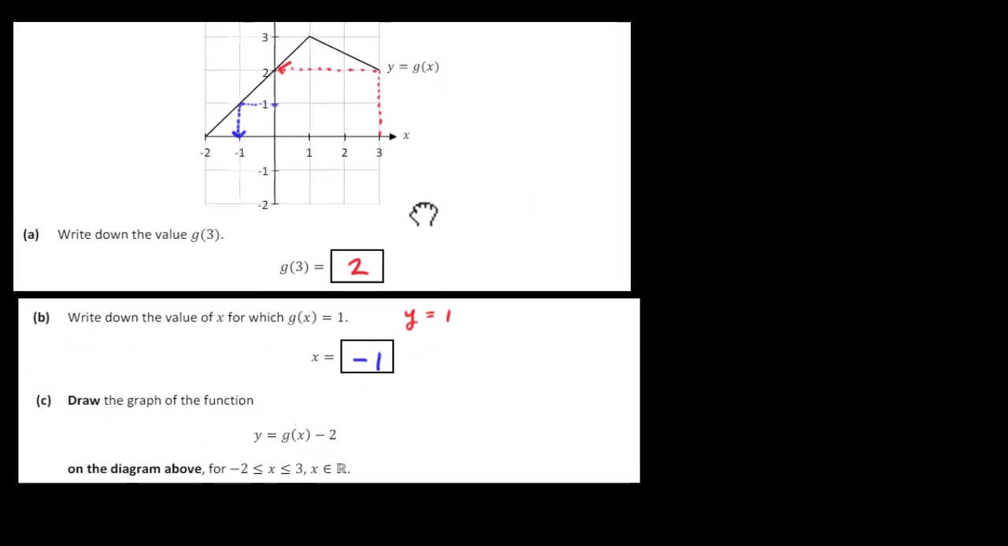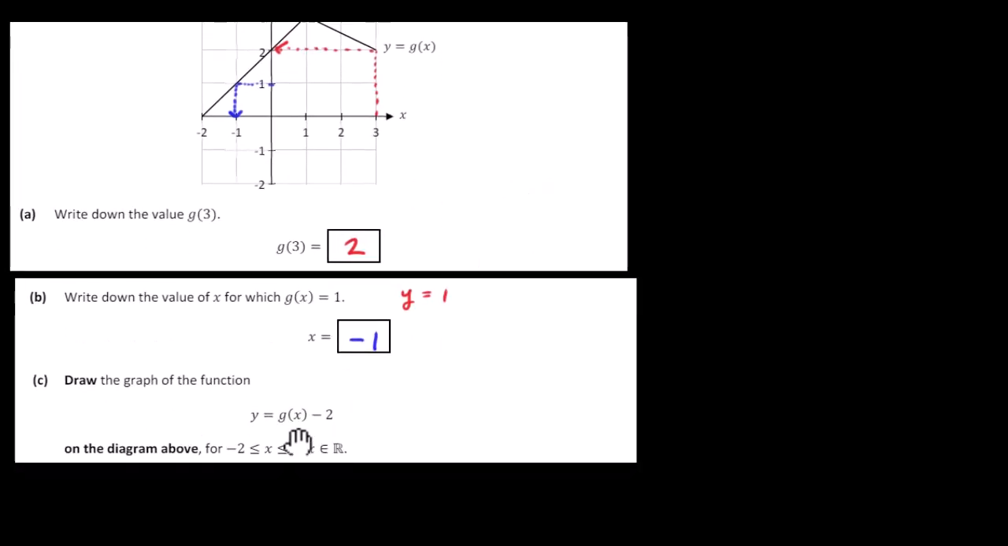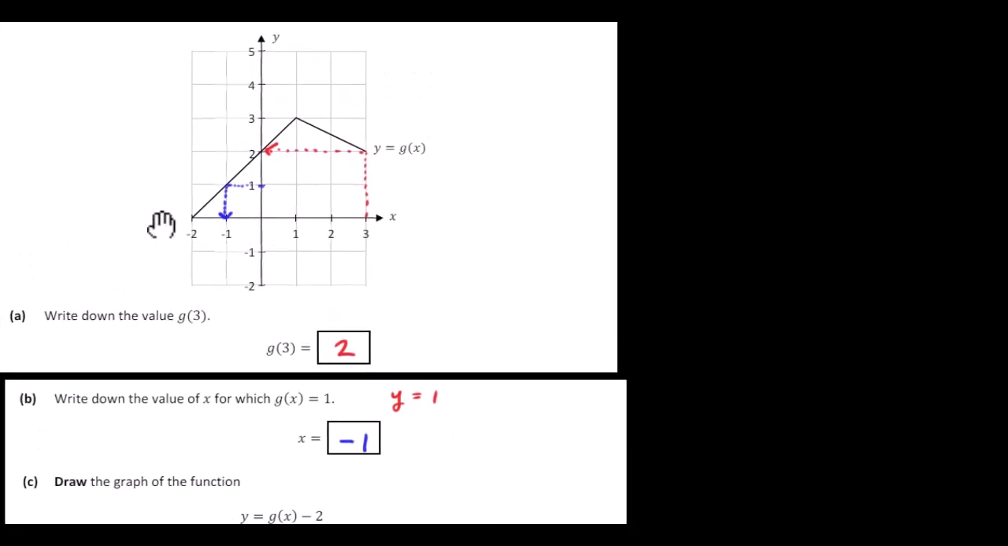Part 3, or part C here, says draw the graph of the function g of x, y is equal to g of x minus 2, on the diagram above for the same domain, -2 to 3. So all we're going to do is take the graph of g of x, all the y values on the graph, and we're going to subtract 2. So let's do that. Let's do it in a different color. Let's say green here.